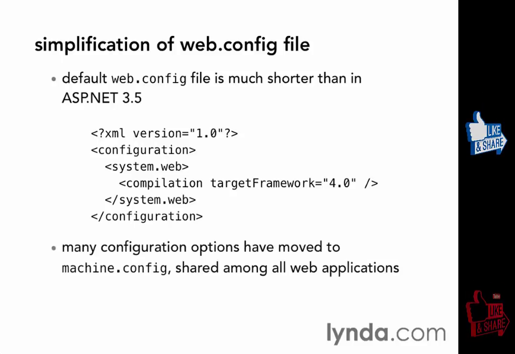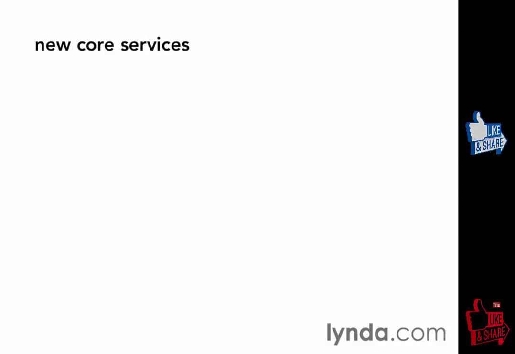Many of the configuration options you might have seen in previous versions have been moved to a file called machine.config. This XML file is stored in the .NET Framework folder on the system disk, and it's shared among all of the web applications hosted by a single server. You can still add your own custom directives to the web.config file, and as you work through this video series, you'll see that there are some elements that aren't in the default file anymore, but you can still insert them manually. ASP.NET 4 also introduced some new core services.